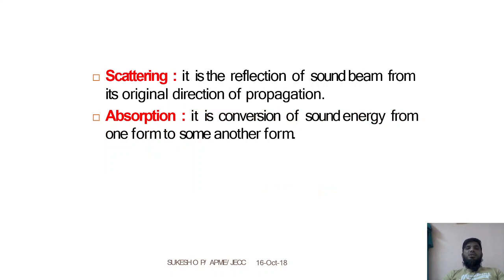Scattering is a reflection of sound waves away from the original direction of propagation. Absorption is the conversion of sound energy from one form to another form.